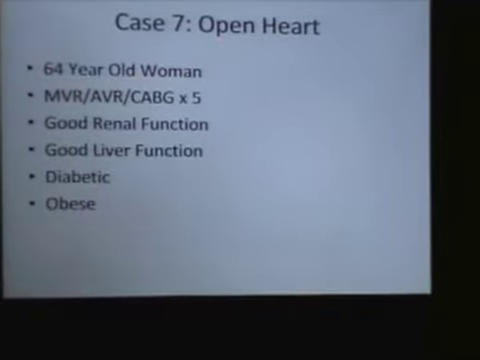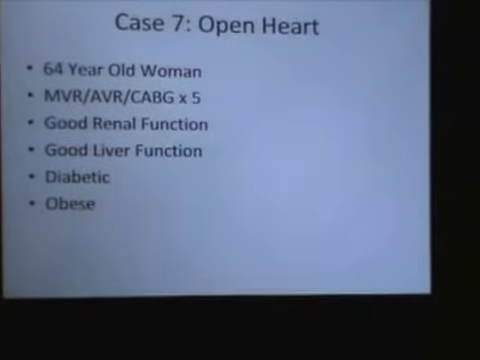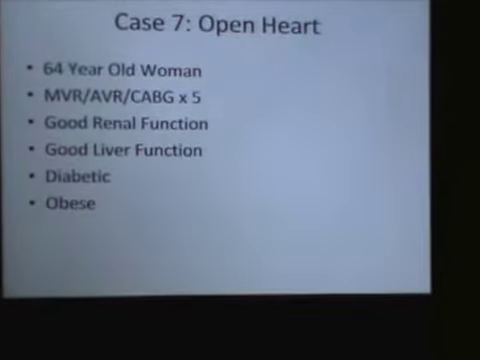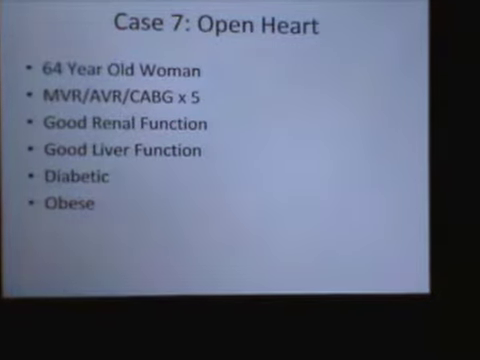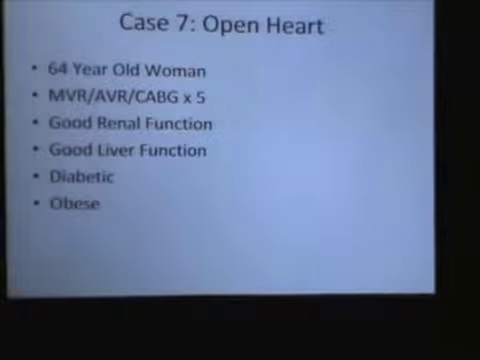Okay, I believe this is the last one. Open heart, 64-year-old woman, MVR, AVR, CABG times two, piece of cake procedure. We lucked out, had good renal function, good liver function. Actually, this is a patient from this hospital. Diabetic and obese. Well, there you go.